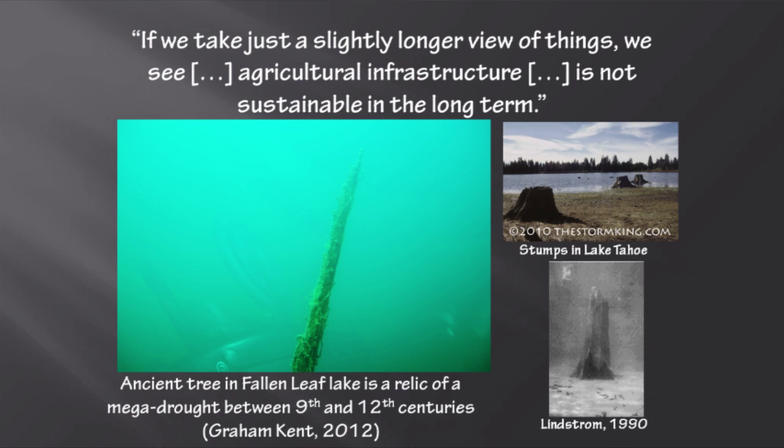Other looming signs of drought in the past: 60-year-old trees at the bottom of Fallen Leaf Lake, relics of a mega drought that happened in the past, as well as stumps growing 30 feet below the natural rim of Lake Tahoe, all indicators that there is a significant probability of having a big drought that could really affect the amount of food that we can produce in our region.